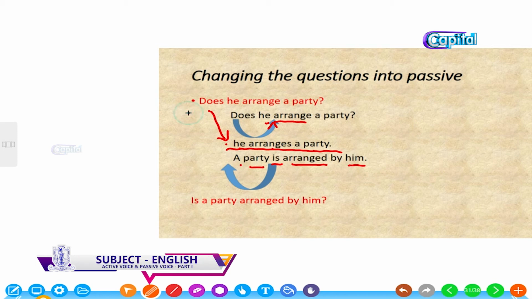Again, you have to give the answer as a question, as they have given you the question. So, for a yes or no question, we bring the helping verb or the main helping verb or the be verb or a modal verb to the beginning of the sentence or statement. So, here the be verb is should be brought here, and now it is a yes or no question again. Is a party arranged by him? This is a yes or no question again made.